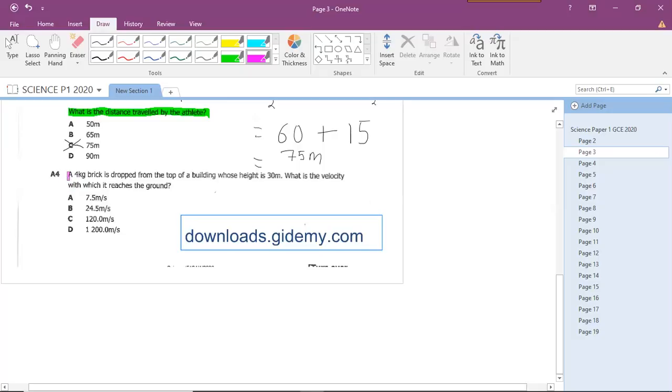So we have got a 4 kg brick. A 4 kg brick is dropped from the top of a building whose height is 30 meters. Then the question says, what is the velocity with which it reaches the ground? So how do I know that this is a question of work, energy, and power and conservation of energy?